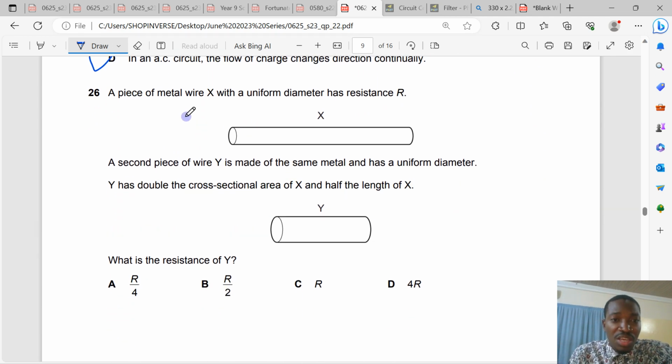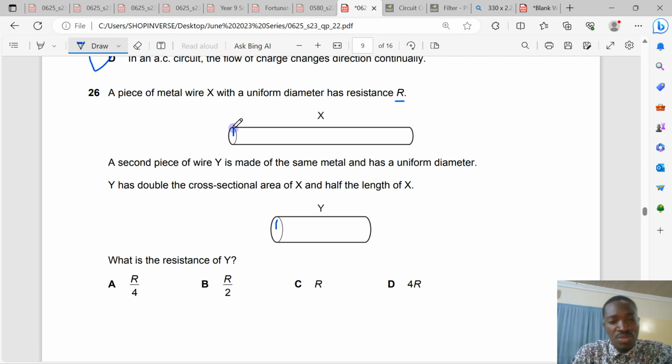Question 26. A piece of metal wire X with uniform diameter has a resistance R. This is the wire X. The second piece of wire Y is made of the same metal and has uniform diameter. Y has double the cross-sectional area of X. The cross-sectional area of this conductor is twice the cross-sectional area of this conductor.